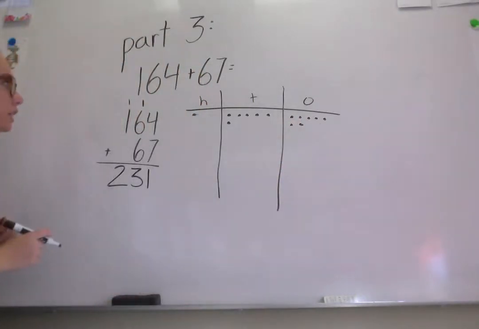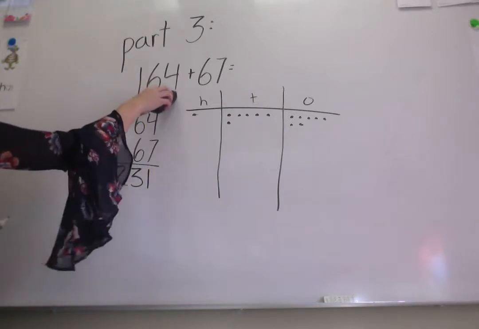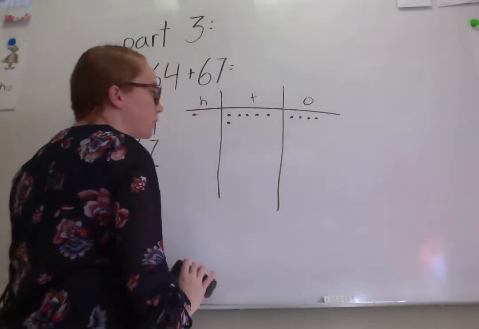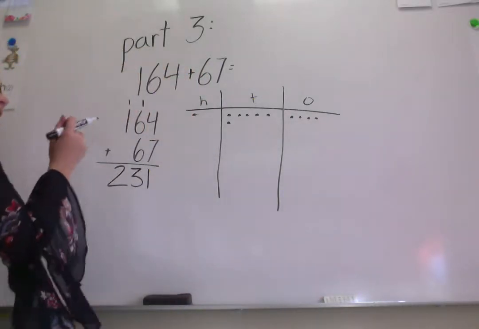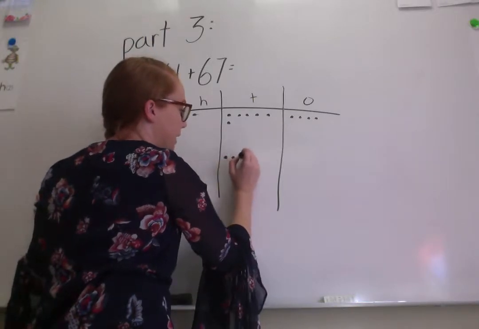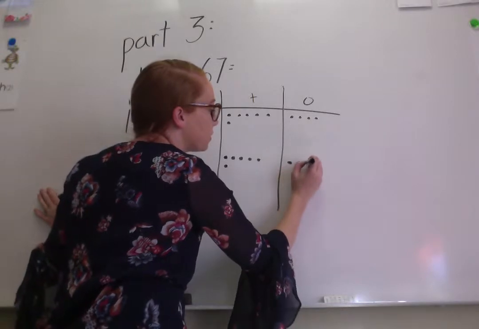All right, there's our... oops, my bad. I actually said 167. It's actually 164. That could have messed up my whole problem. I got to be very careful. So 164. Now I'm adding 67, so I'm going to leave a space. I'm going to add 6 tens and 7 ones.